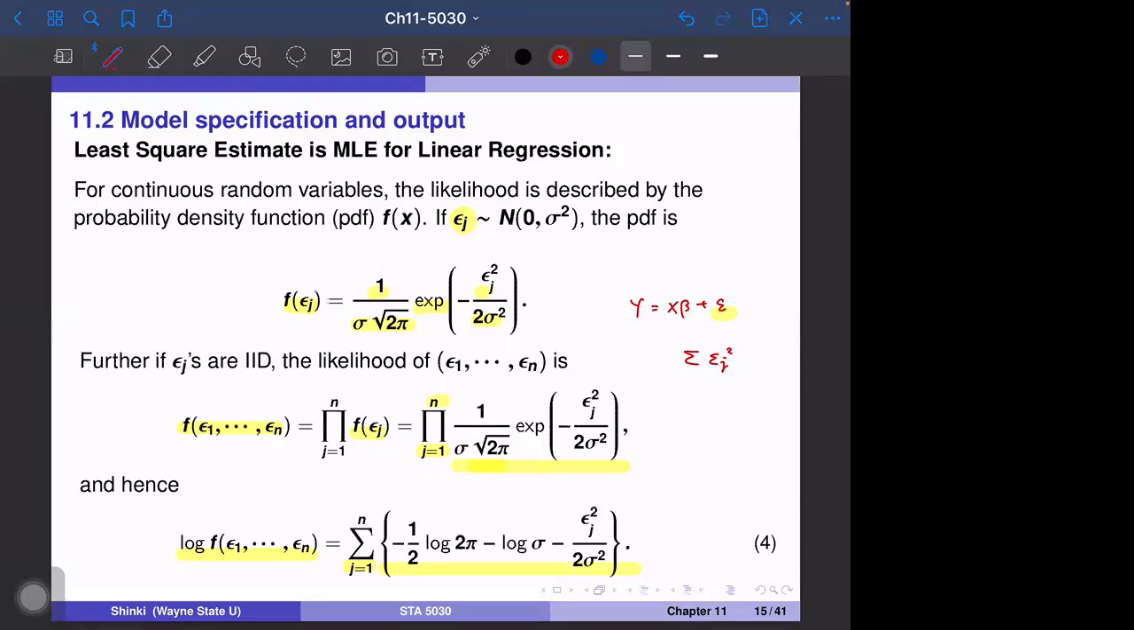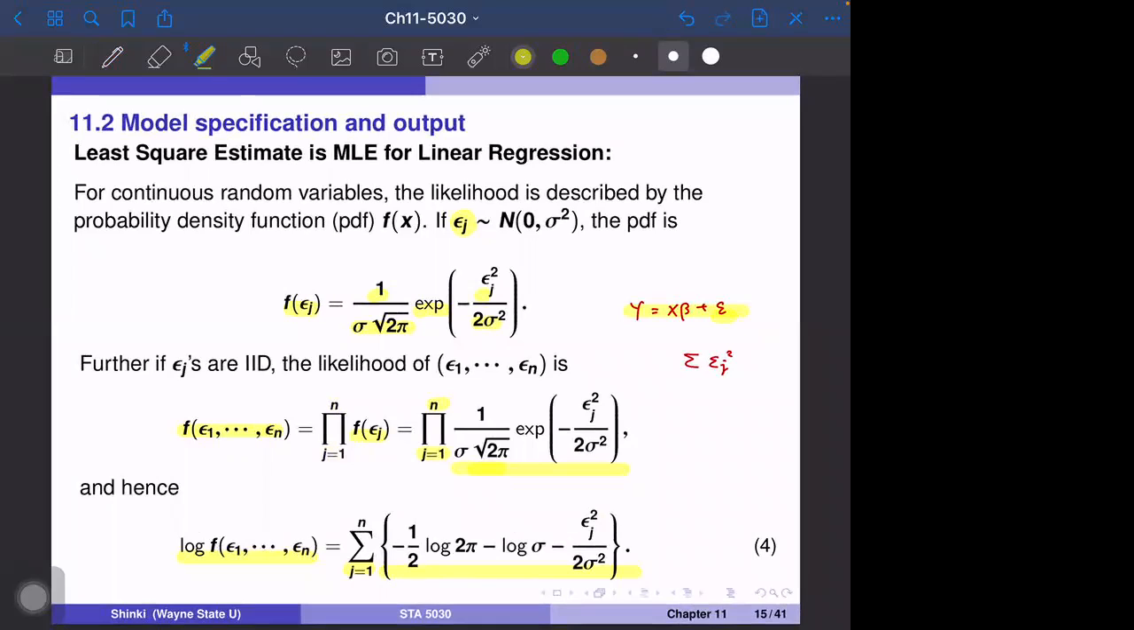So this likelihood function can also be used for multinomial linear regression. The least squares estimate minimizes this summation of epsilon j squared, and the maximum likelihood estimate maximizes this quantity, number 4. So we will show that these two criteria are actually the same.